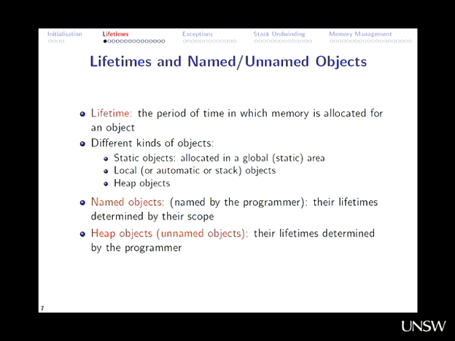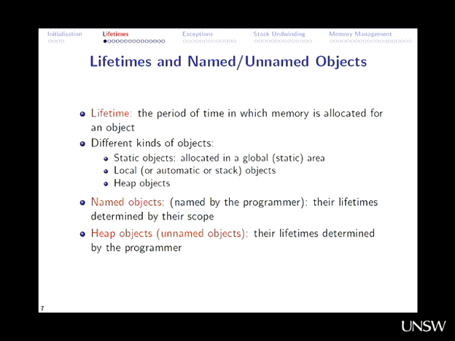There's also named objects and unnamed objects. Named objects are the things that are named by the programmer. Okay? E.g., int I. I is an int, which is a named object. It's on the stack. Okay? And so the lifetime of named objects, e.g., int I, is determined by its scope. You create a named object by giving it a name and a type. Okay? And the lifetime of that is determined by its scope. Okay, you have no control over that lifetime.